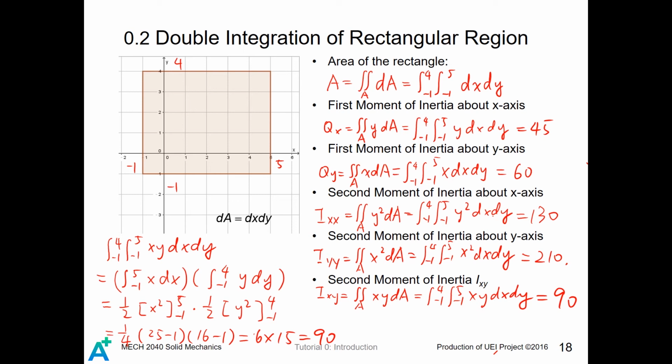Well, let's discuss a little bit more. For this product moment of inertia, why is it non-zero? It is because the region is not symmetrical about the y-axis. The y-axis is not an axis of symmetry. It is neither symmetrical about the y-axis nor symmetrical about the x-axis. Therefore, it will be non-zero.